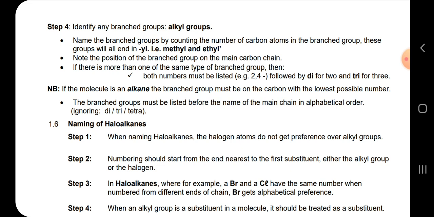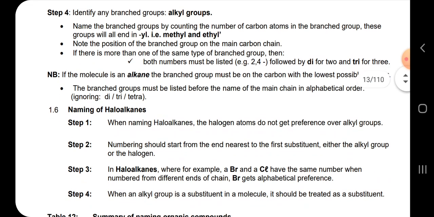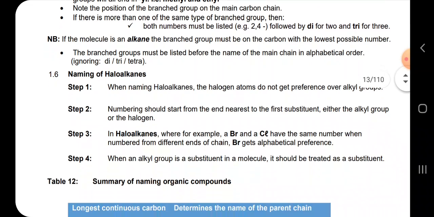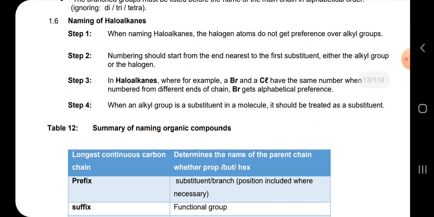So if the molecule is an alkane, the branch group must be on the carbon with the lowest possible number. So the branch group must be listed before the name of the main chain in alphabetical order. Now we're going on to the naming of haloalkanes. When naming haloalkanes, the halogen atoms do not get priority over alkyl groups. So numbering should start from the end nearest to the first substituent.